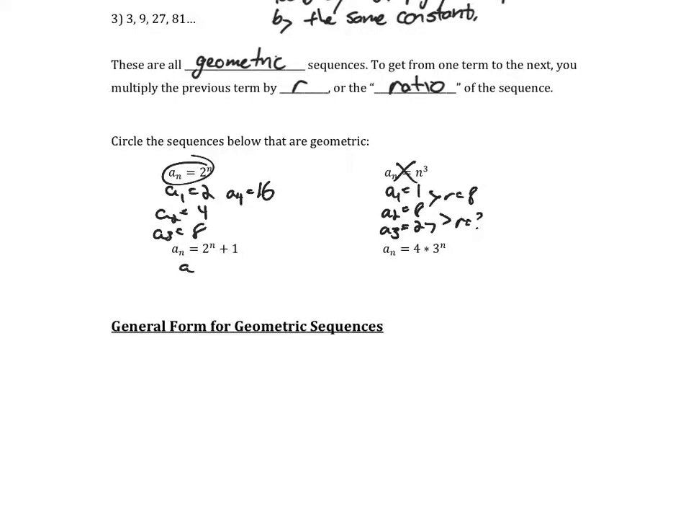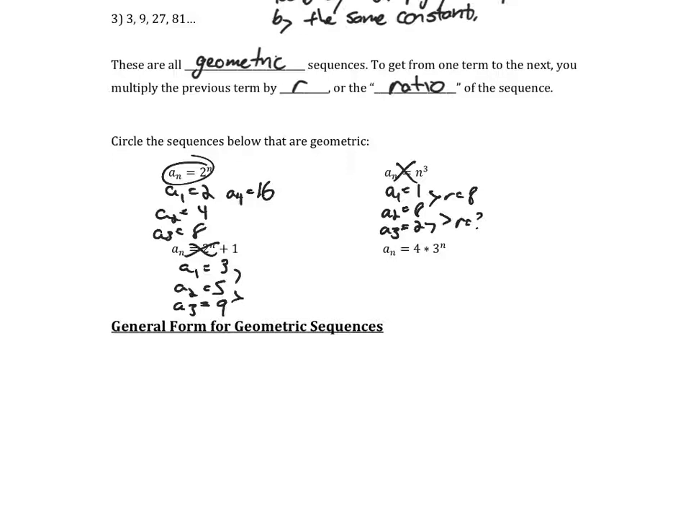The first term, a sub 1 equals 2 to the 1 plus 1, is 3. A sub 2, 2 to the 2 is 4, plus 1 is 5. A sub 3 equals 2 to the 3, which is 8, plus 1 is 9. Ooh, interesting. The d value, what I would take to multiply 3 to get 5 and 5 to get 9, is a different number. That is not the same. So it looks like this is not geometric.